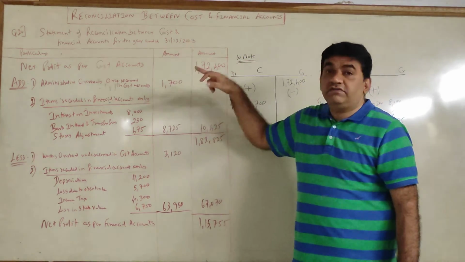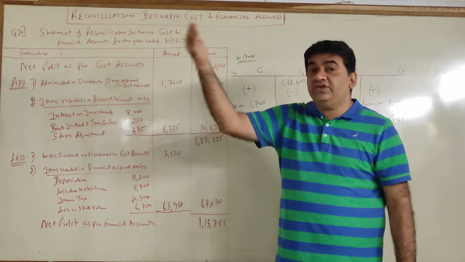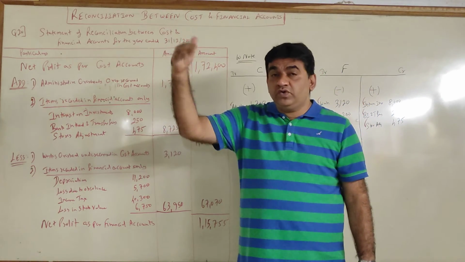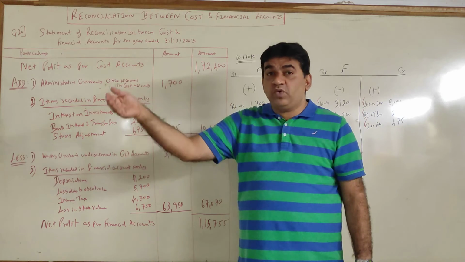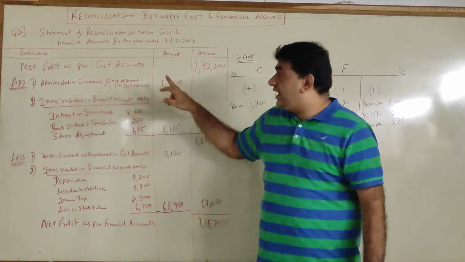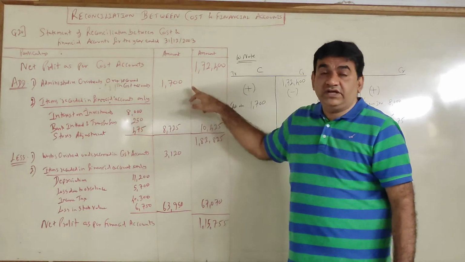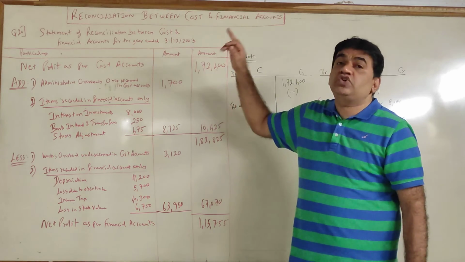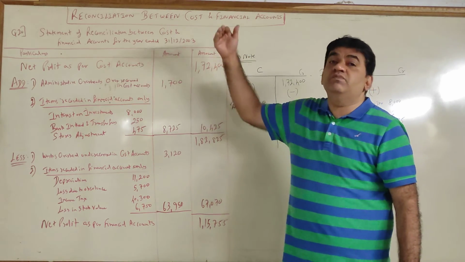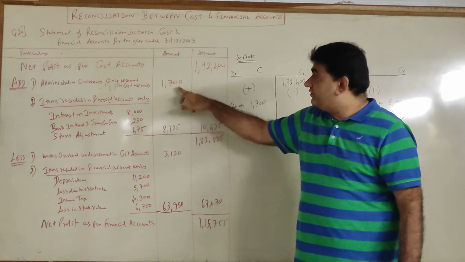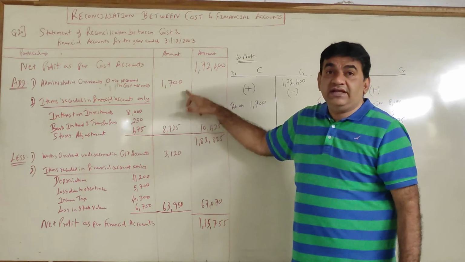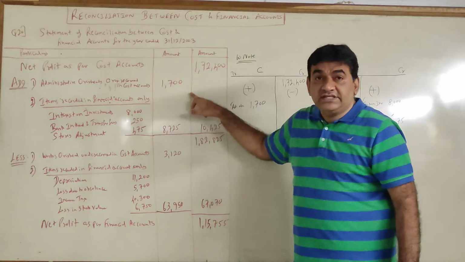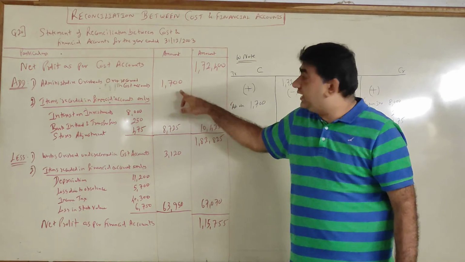Admin overheads were charged high in cost. So if I want to go to finance, it is more in cost, correct? Admin overheads over recovered in cost. That means costing ka profit is more. So because of this, my costing profit is more, correct?